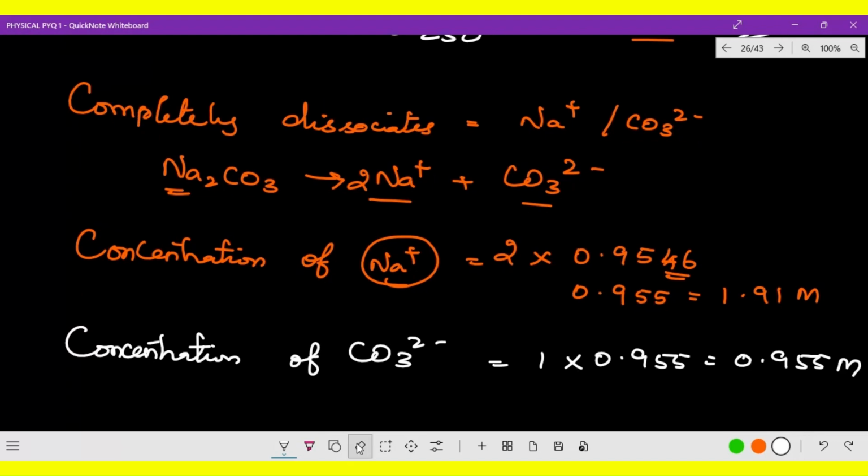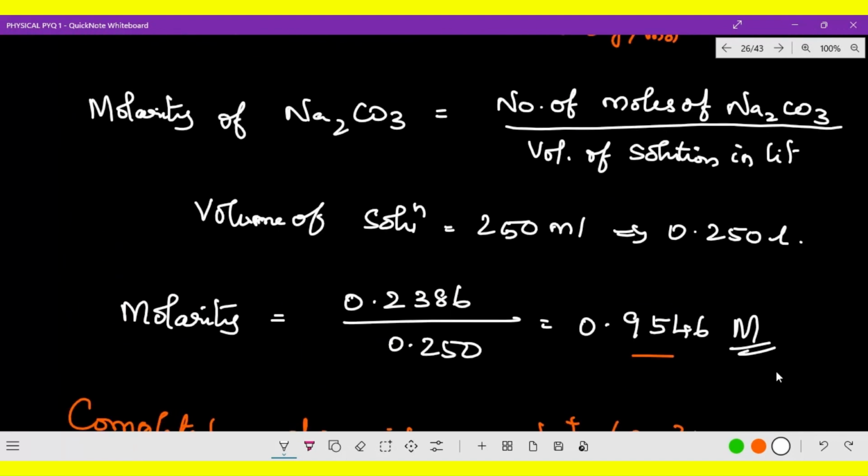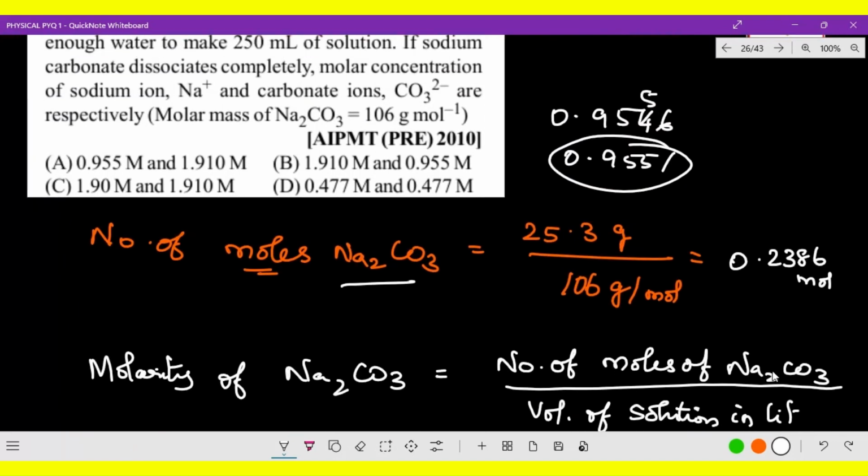Okay, now the concentration of Na2CO3. Na plus is this much, and CO3 2 minus is this much. Come on, let us find the answer. 1.91 m and 0.955. Yes, carbonate, what is this? See, that is actually here 0.955 m and 1.910 m. Here it is 1.91 m and 0.955, just the reverse.